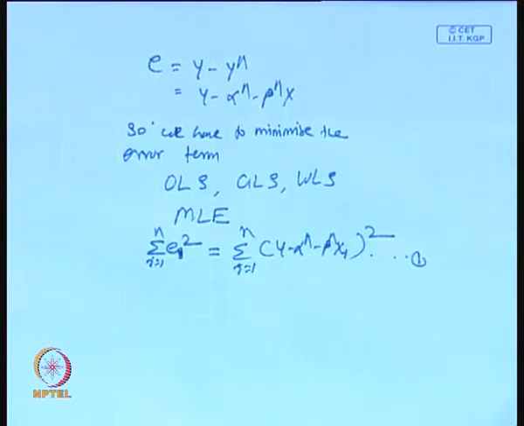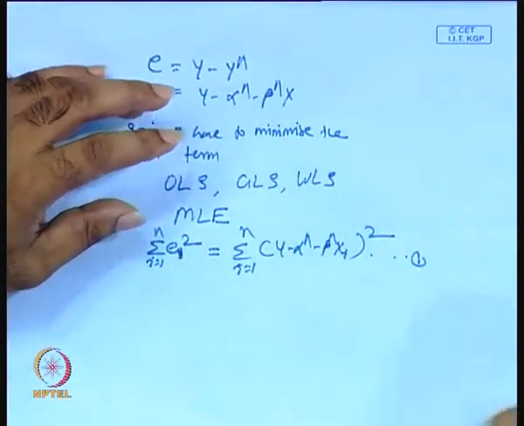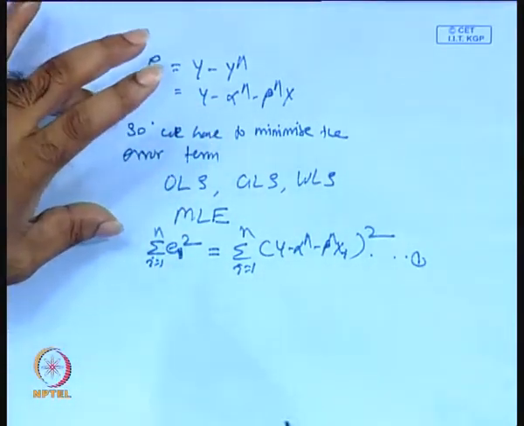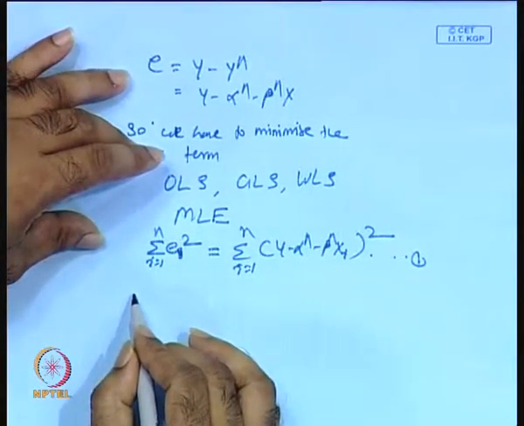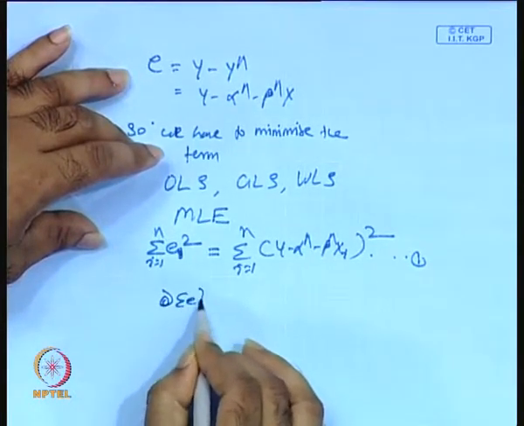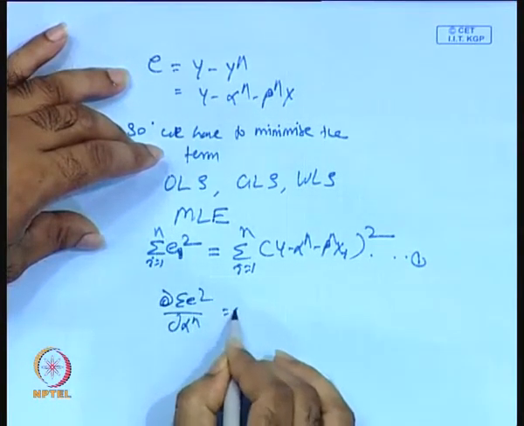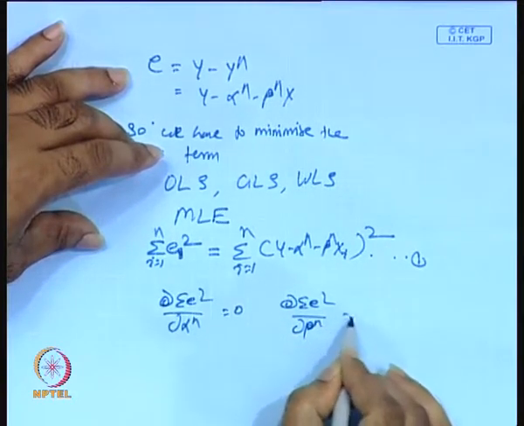So, we have two different structures of optimization: one is called a minimization technique and another is called a maximization technique. Here we are in the process of minimization. There are two standard rules to minimize the sum of squares. First step is to take d summation E square by d alpha hat is equal to 0 and d summation E square by d beta hat is equal to 0.